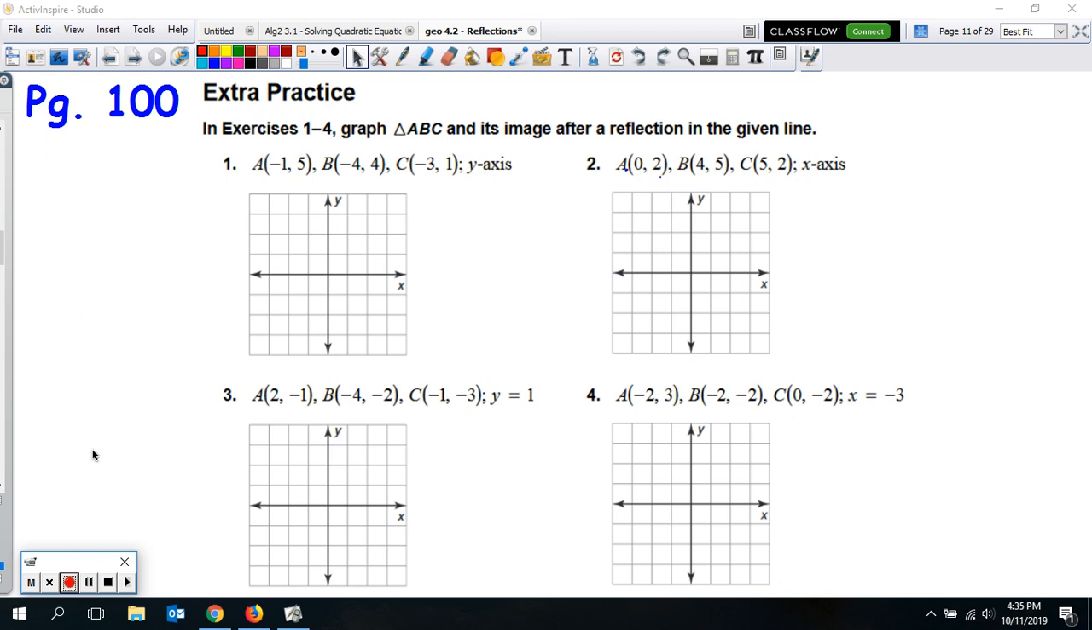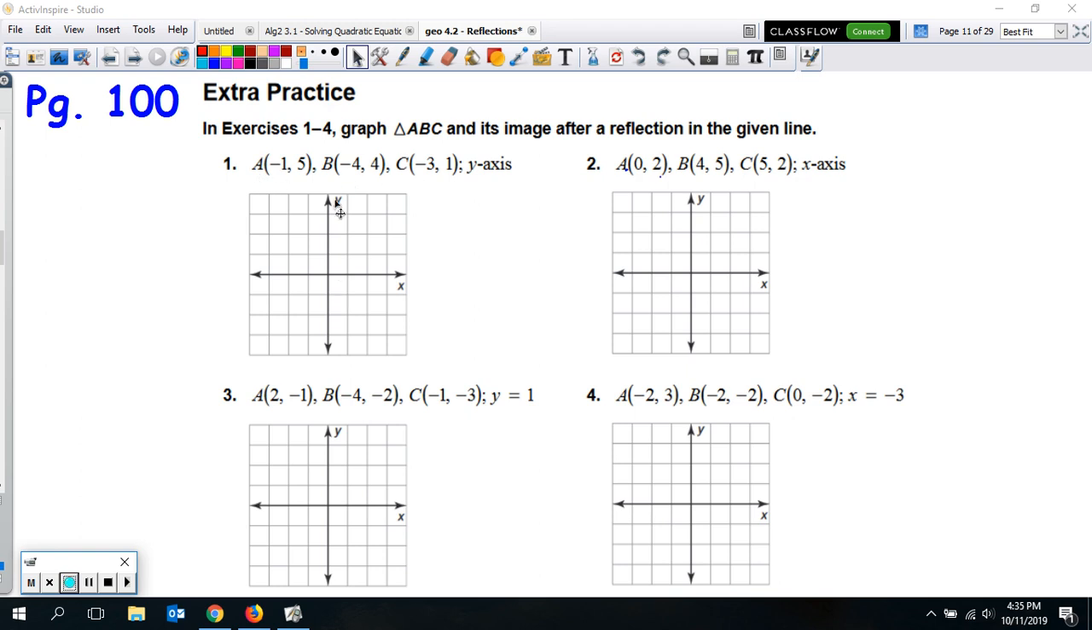Okay, so still on page 100, right there at the bottom, we have 1 through 4. It says that we're going to graph triangle ABC and its image after a reflection in the given line. Now remember the terminology here. Image is the new figure. So the original with these coordinates would be called the pre-image, and then the new one that we're going to graph after the reflection in the specific line of reflection they give us here, that's going to be called the image. So let's first, on number 1 here, graph these points.